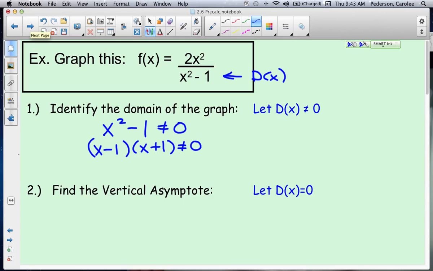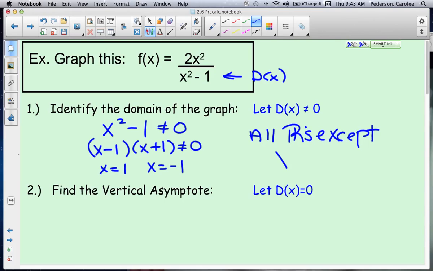And then I would solve that. So I would get x equals 1, x equals negative 1. So the domain would then be all of the numbers in the real number system except for those two. So the domain then is all reals except x can't be 1 or x can't be -1.